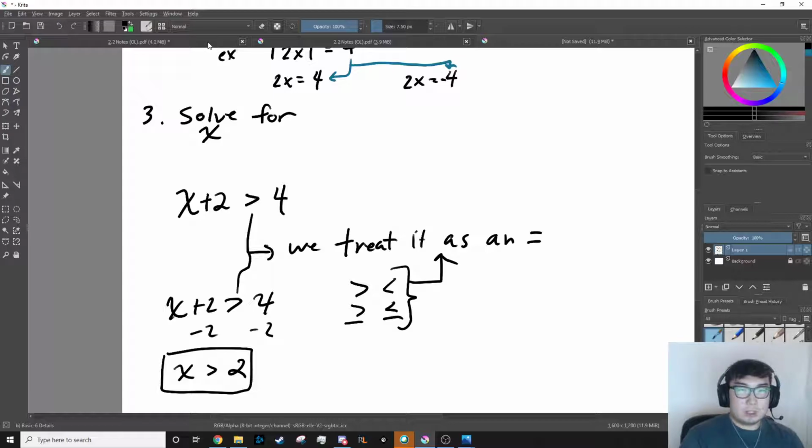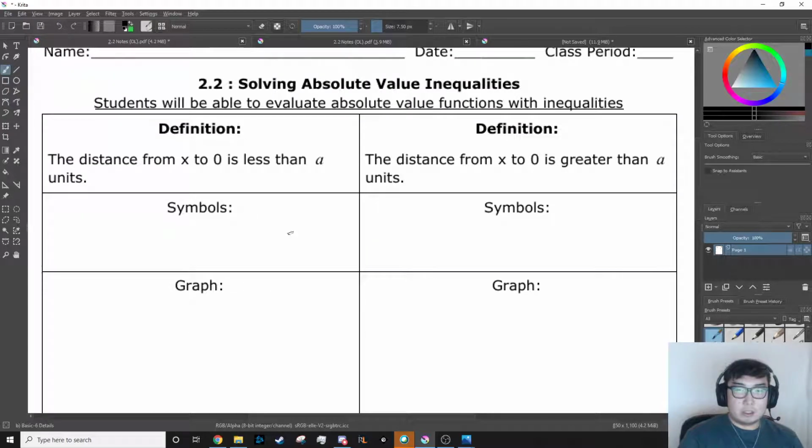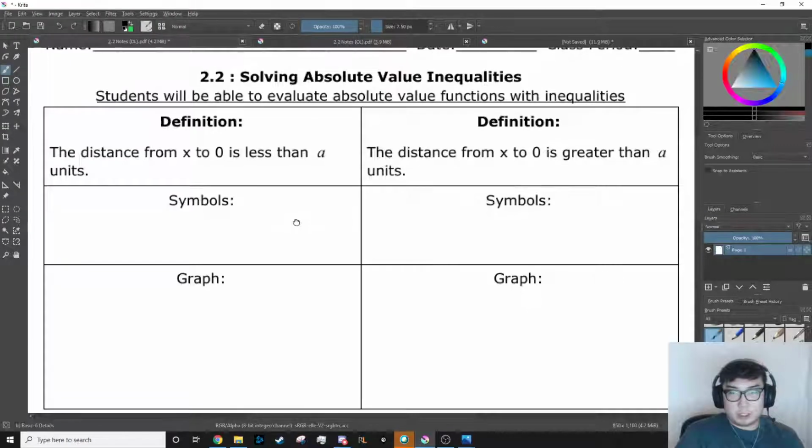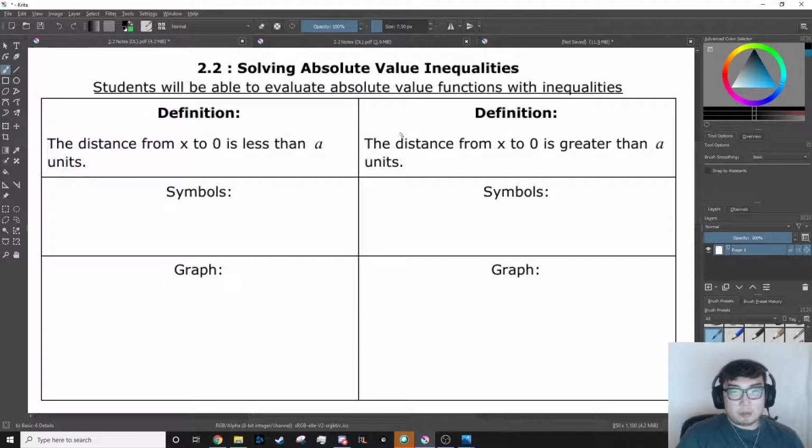So, Mr. Hong, what are we really learning today then? Because we already learned how to solve it. We just replaced the equal sign. There are going to be some rules that are a little bit different. So 2-2 is very similar to 2-1. Students will be able to evaluate absolute value functions with inequalities. And of course, we have to start with a definition first. I have to define key things so I can use them later in this section of the unit.